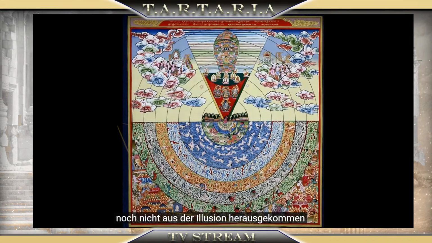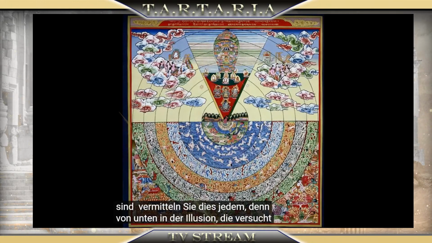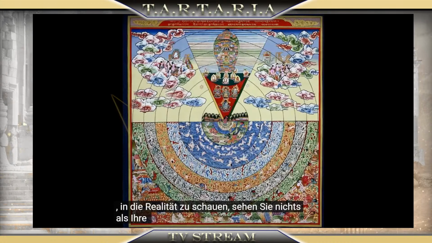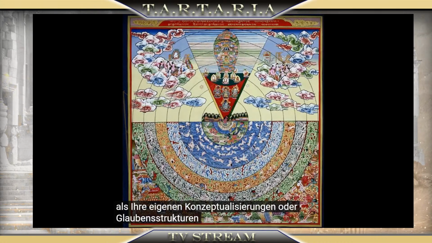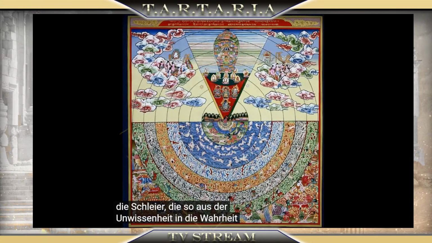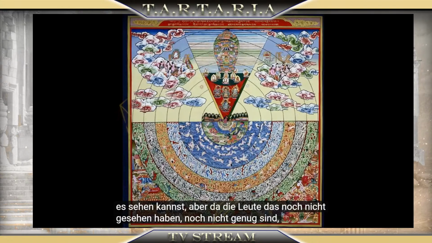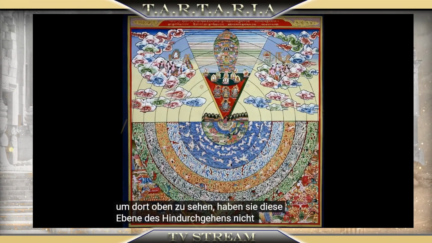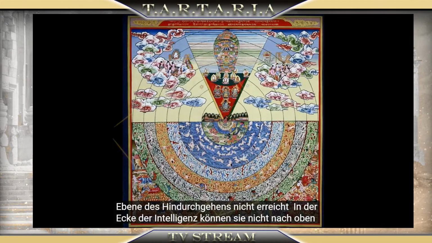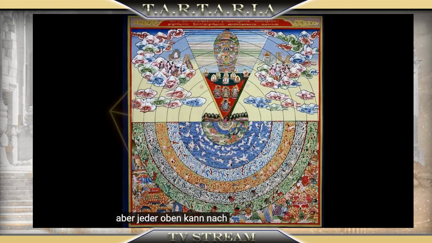So although you might get a little bit irritated sometimes with them being so stubborn on staying stuck down there, you can't convey this to anybody because from down in the illusion, trying to look up at reality, you see nothing but your own conceptualizations or belief structures. This is what we could consider the veils. So looking up from ignorance into truth, not through stillness, because through stillness you can see it, but the people who haven't seen that yet are not still enough to see up there. They haven't reached that level of going back into the cone of intelligence, they can't see up, but everybody up can see down. So the closer you get in and higher up into the cone, the more and more and more you can see of reality.